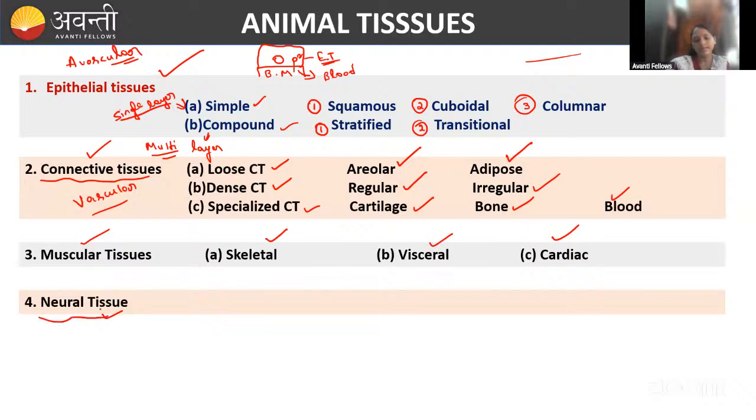Then coming to the neural tissue. Neural tissue is present in the nervous system. There are two types of neural tissues. The first one is the neuron, and the second one is the neuroglial cells. More than 50% is neuroglial cells only, and they help in nourishing and supporting the neuron. Then what is the function of the neuron? It is the structural and functional unit of the nervous system. So we'll study one by one in detail.